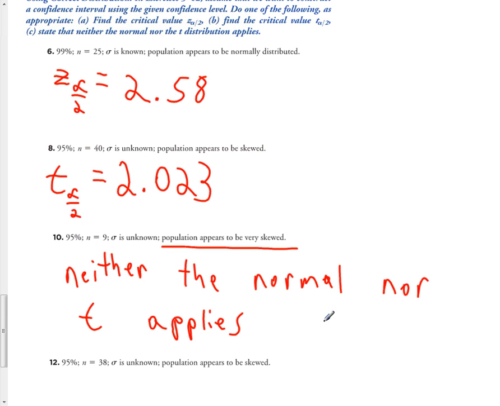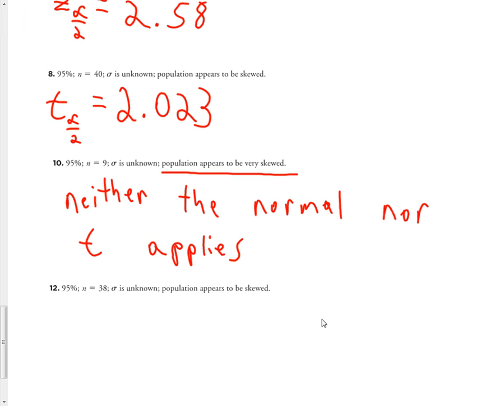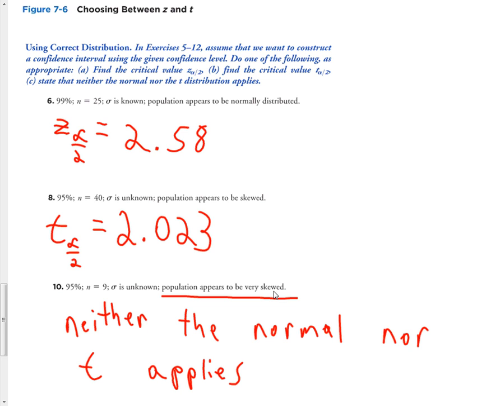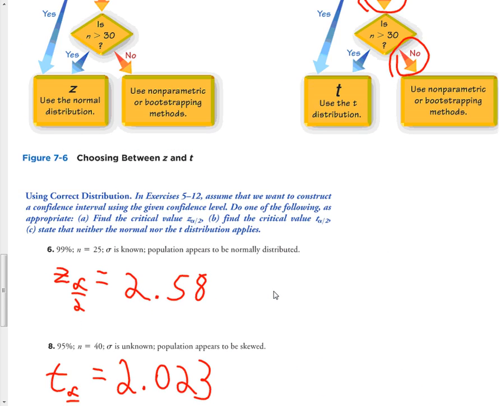All right, let's look at this last one. We have a 95% confidence level, n is equal to 38, sigma is unknown, and the population appears to be very skewed. Let's see if we can apply any of the methods from this section.